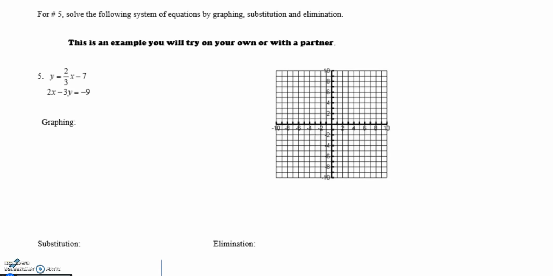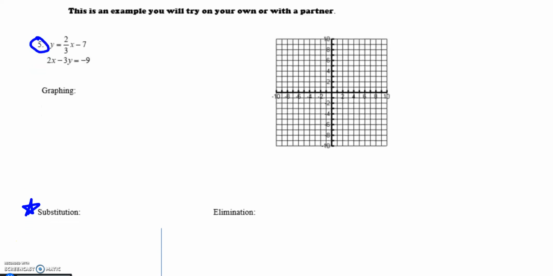All right, everybody, welcome to the third video going over problem 5 on solving systems all three ways. And just like the previous example, I noticed that there is a variable completely solved for again, the y, which makes me think that substitution may be a good place to start.